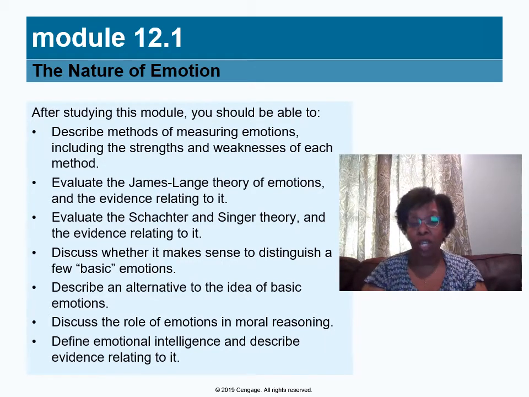We'll be looking at the James-Lange theory of emotion, as well as the evidence that relates to it. Additional theories we're looking at is the Schachter and Singer theory. We'll also be looking at how we can distinguish and differentiate between the basic emotions, look at alternatives in talking about our basic emotions, as well as how our emotions relate to moral reasoning. And then finally, in this module, we'll look at emotional intelligence.